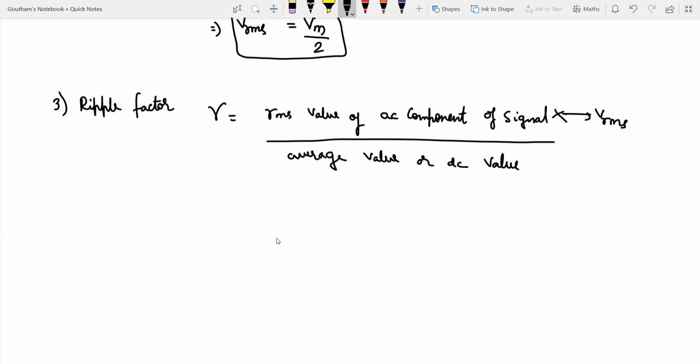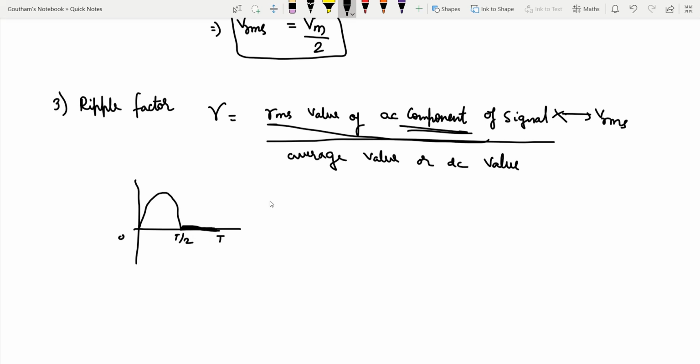So let us now try to understand what is the RMS value of this AC component. Let us have a look at the half wave rectified output. It has both the components. It has an AC component in the first half cycle, and a 0 DC component in the second half cycle. If you remember the output of the half wave rectifier, from 0 to T by 2 it has an AC component, from T by 2 to T it has a DC value, which of course happens to be 0.